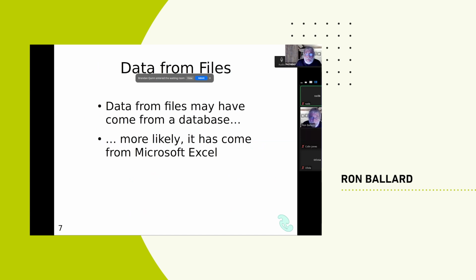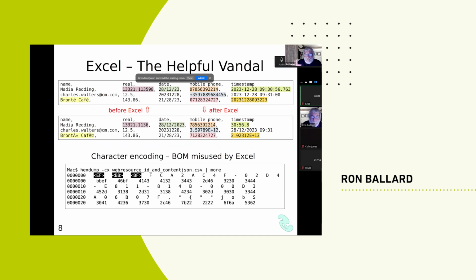And the two boxes at the top here. So the top one is a file that I created, just a text file. I loaded it into Excel. Well, it was a CSV text file, comma separated variables. Loaded it into Excel, saved it again, and it came back like the one below.